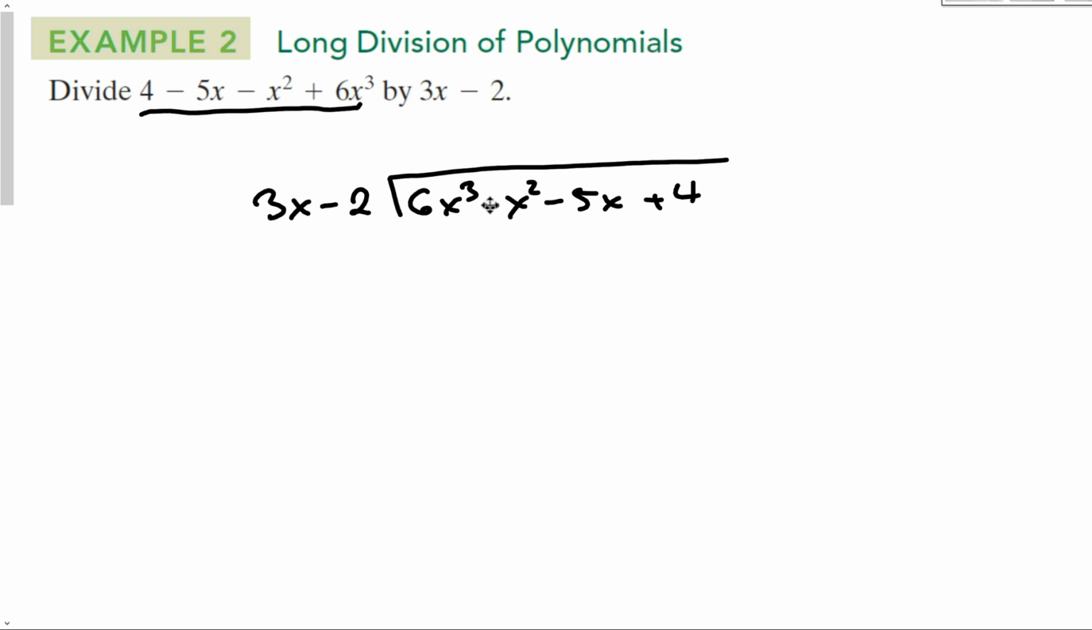So my first step is to divide 6x to the third power by 3x, which gives me 2x squared. And I'm going to write that, just for organization purposes, over the term that has x squared in it.